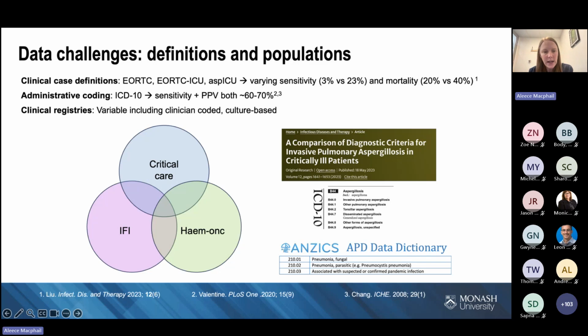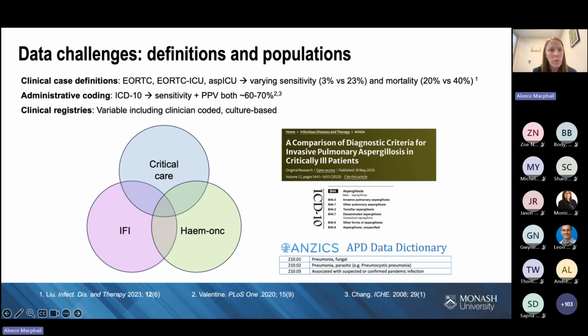Another downstream effect of that sort of data is that the case ascertainment really varies depending on the definitions that are used, and those definitions link back to what the primary purpose of the data was, which may not be the exact question we're trying to ask. We're all familiar with the EORTC definitions, but those aren't the only clinical case definitions used, and others, particularly when an overall or immunocompetent population is included, can be different. Clinical registries will often use clinician-coded diagnoses, some will use culture-based diagnoses, and administrative data sets will use ICD-10 codes.